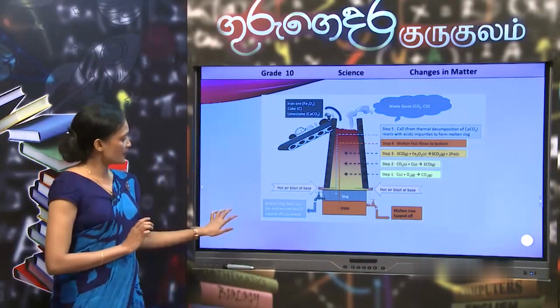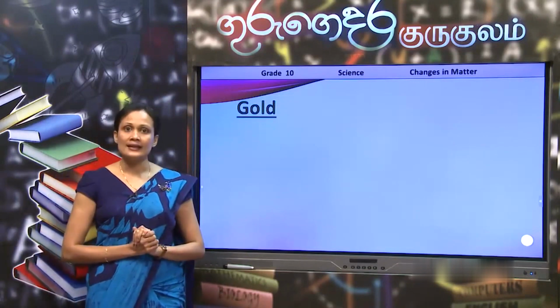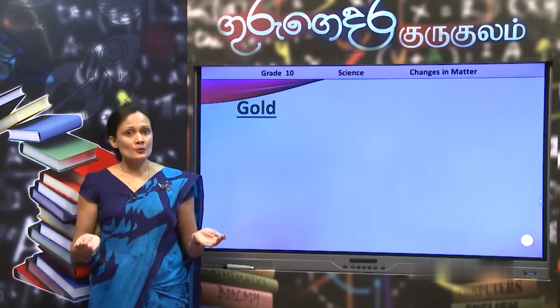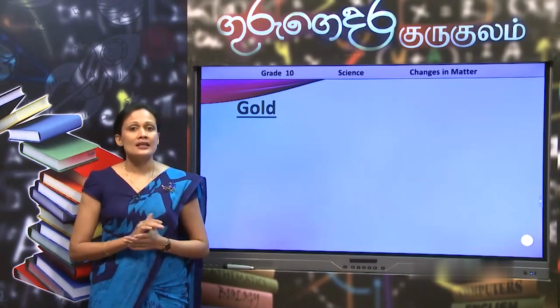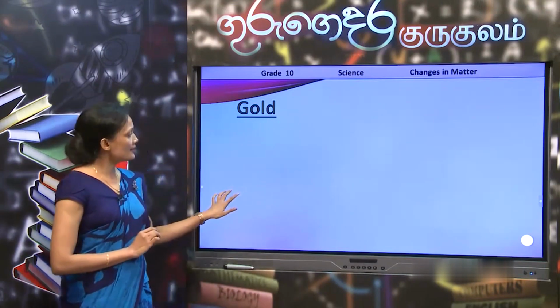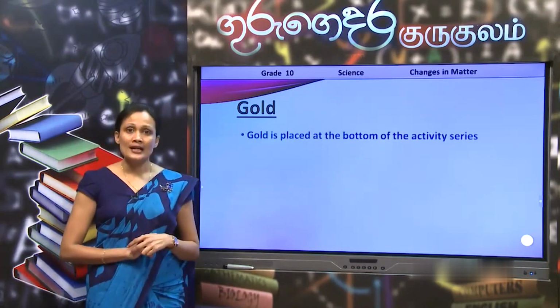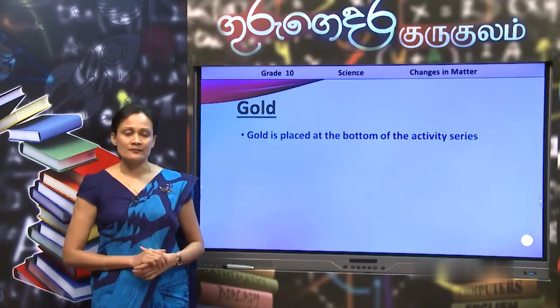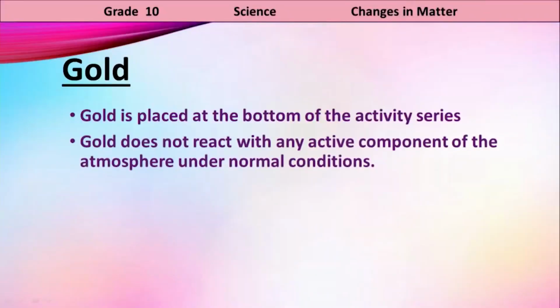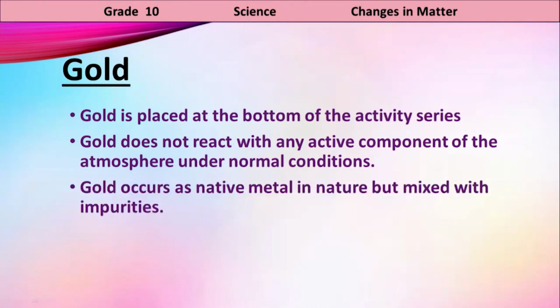Now I am going to explain how gold metal is extracted. So you know, gold is present in nature as a native metal because its reactivity is very low. That's why gold is present at the bottom of the activity series. Gold does not react with any active component present in the atmosphere in normal conditions. That's why gold occurs as a native metal in nature.